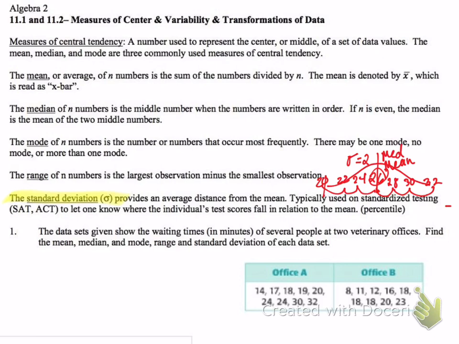If you have everything cleared out, you're going to scroll up to where it says A, and I'm going to type in X, my list X. Hit enter. Once you do that, I'm going to type in the data. I'm going to start at number 1, and I'm going to type in 14, 17, 18, 19, 20, 24, 24, 30, 32.